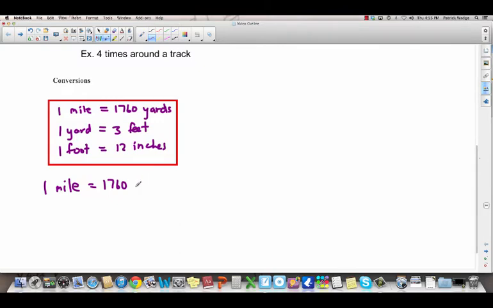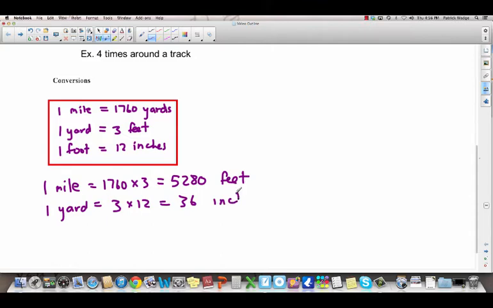We'd take the 1,760 yards and multiply by 3, and you'd get 5,280 feet. So 1 mile is 5,280 feet. What if we wanted to know how many inches are in a yard? So 1 yard is how many inches? Well, 1 yard is 3 feet, and each foot is 12 inches. So if 1 foot is 12 inches, 3 feet is 36 inches. 1 yard is 36 inches.